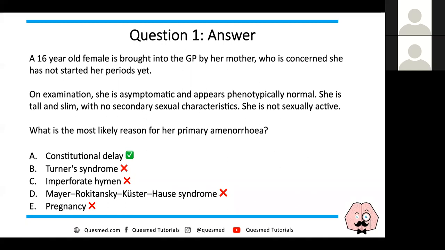We're thinking things like a short web neck, a broad chest, a wide carrying angle. This girl appears normal, so it's unlikely that she has Turner syndrome.